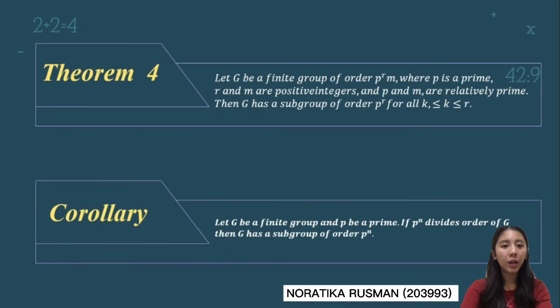Okay, so in task 5, we were given theorem 4, which is: let G be a finite group of order p to the power of r m, where p is a prime.